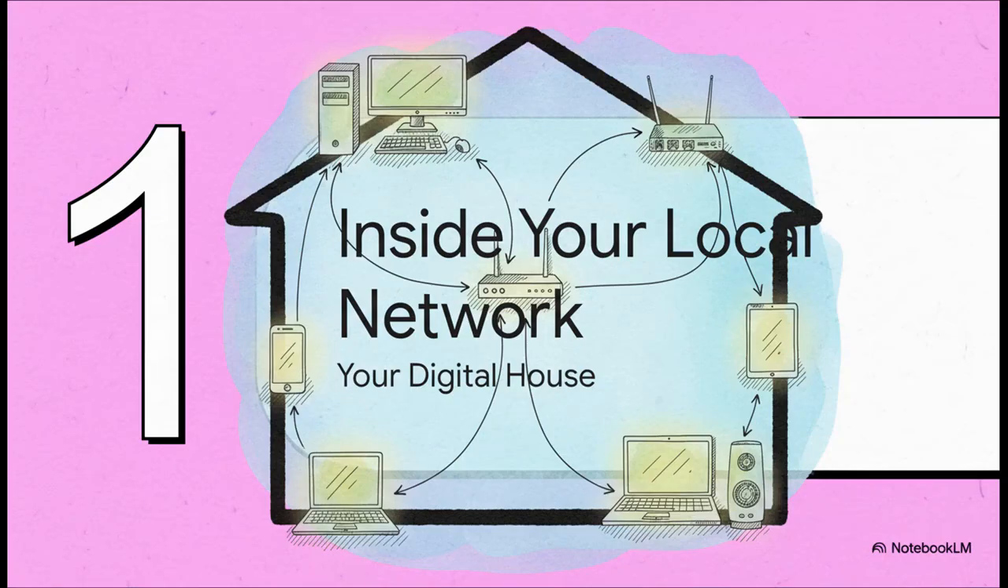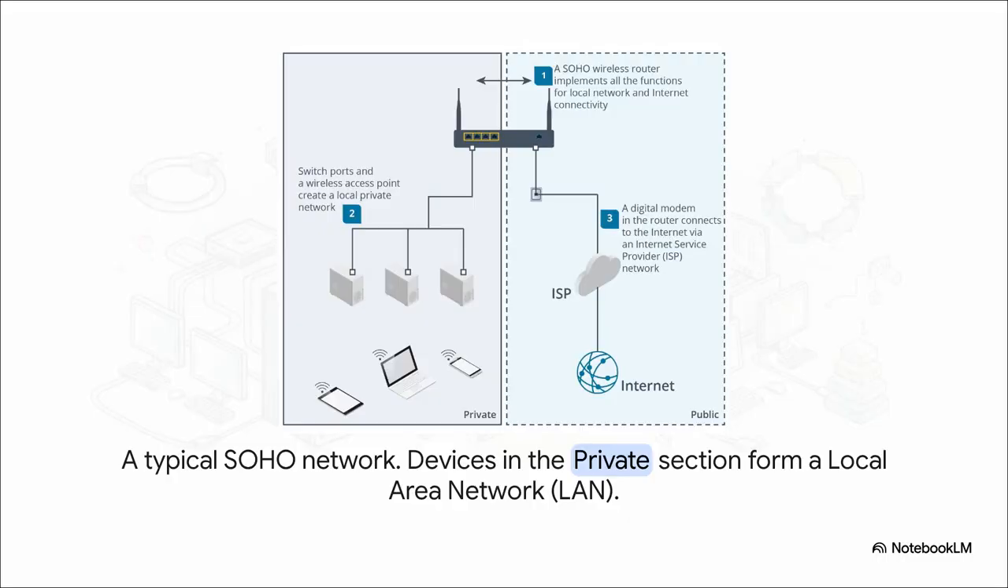Okay, our journey starts right here, at home, inside your office, in what we call a local area network, or LAN for short. The absolute easiest way to think about this is to picture your LAN as your own private digital house. So, take a look at this picture. Everything you see in that private section, that's our digital house. It's a trusted space where your laptop, your phone, your printer, they can all talk to each other directly, no need to go out onto the public internet at all.